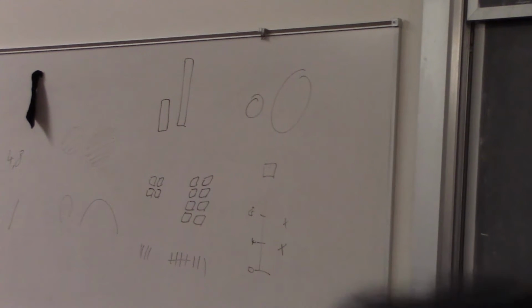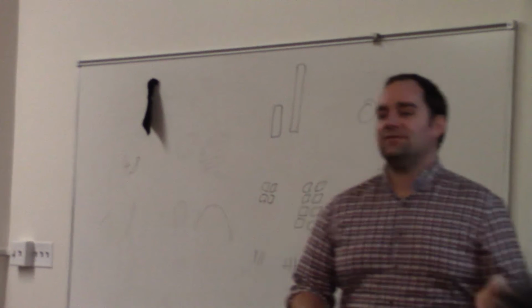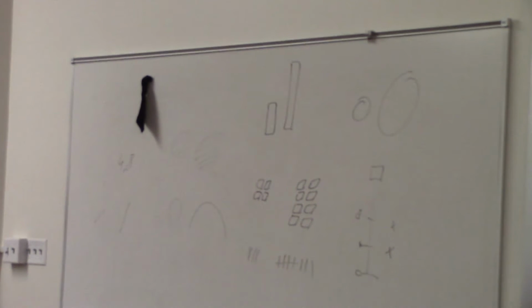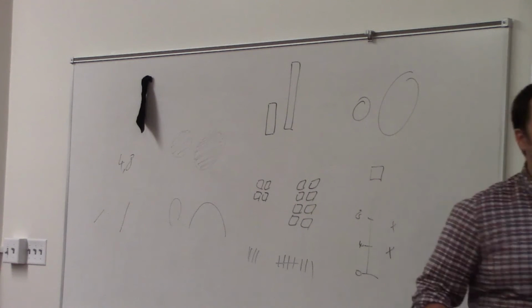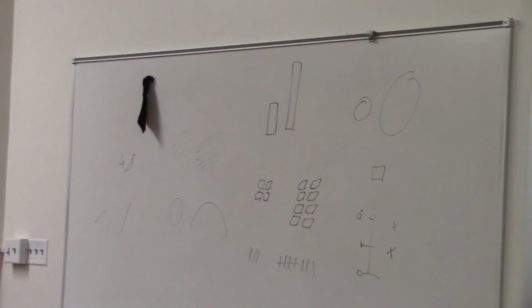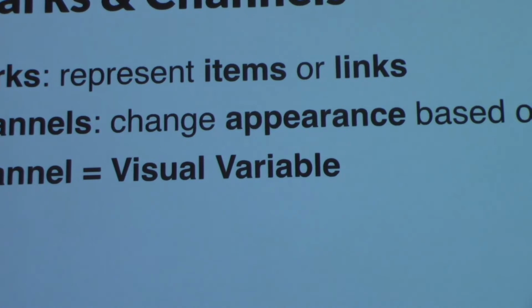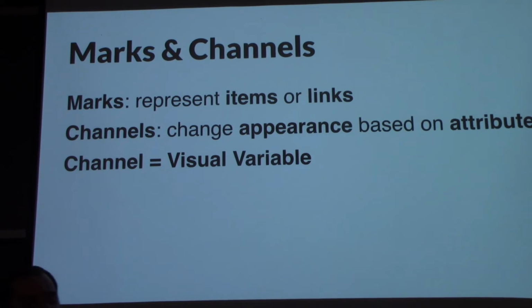So what we do here is we vary: we have the marks that represent an item, and the other thing is a channel that quantifies it somehow, changing the appearance based on an attribute. So in case of position, the X here is the mark, and the position is the channel. The channel is also called a visual variable. If you have ever heard of Jacques Bertin, he coined the term visual variables, and nowadays people call them marks and channels, but I also call them visual variables. I'm using those interchangeably.